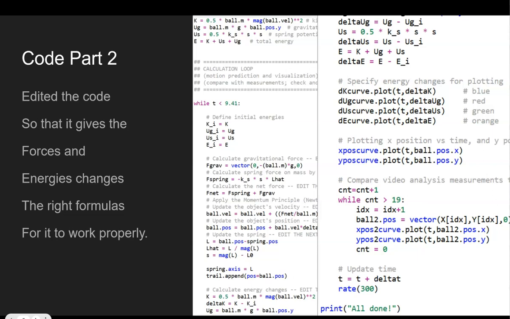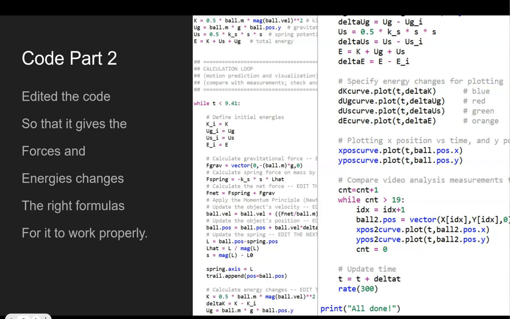For part 2, we added code so that it gives us the forces and energy changes, with the right formulas for it to work properly. You can see that with K, UG, US, and E mainly. Then you get the force of gravity, spring force, net force, the velocity, position, and a repetition of L, L hat, and S. Afterwards, you would see the rate.